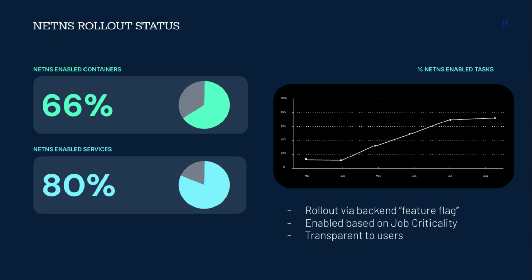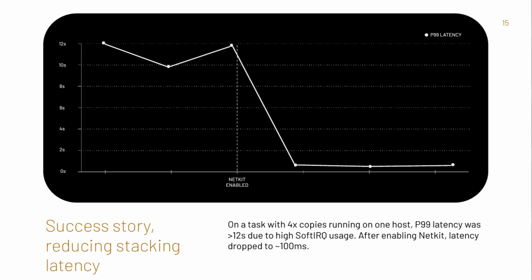So just to go through a real-world example here, this is one team that was trying to enable what we call stacking of their jobs. What that means is instead of one single large task that takes up an entire machine, they can run 4 copies of their task at the same time.